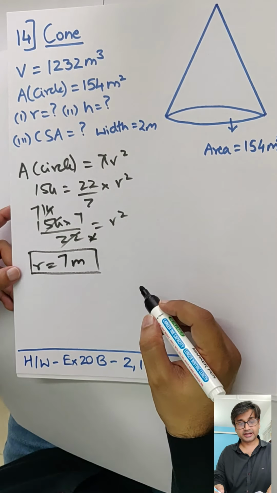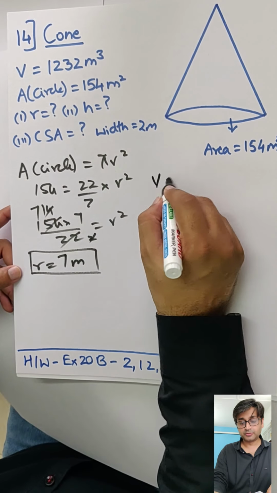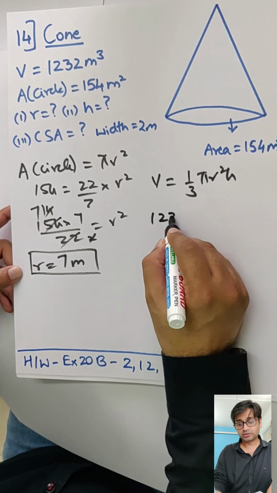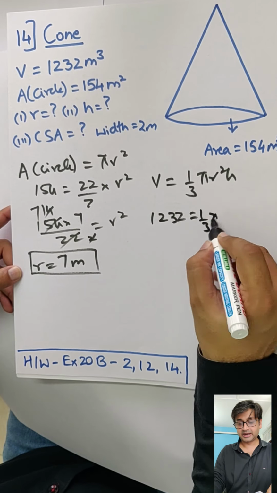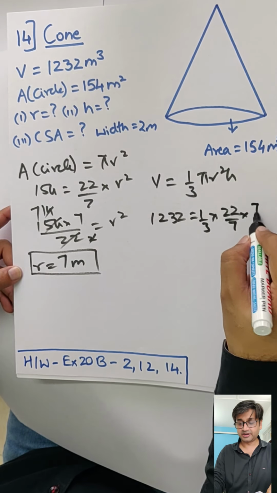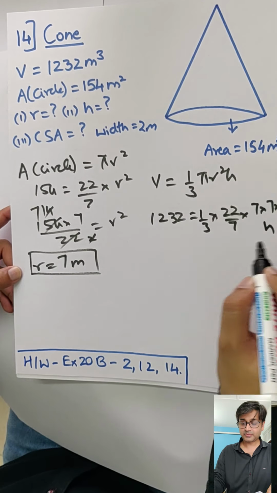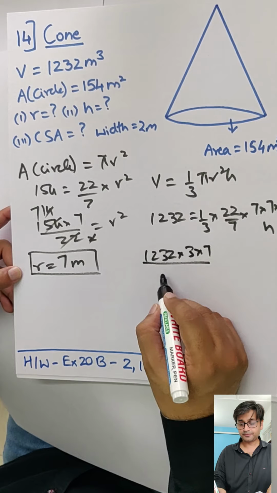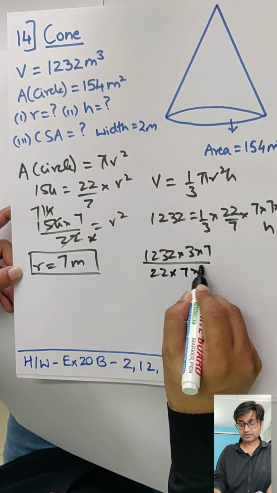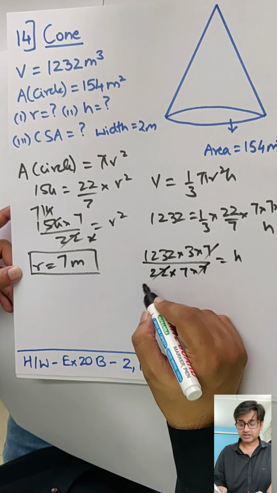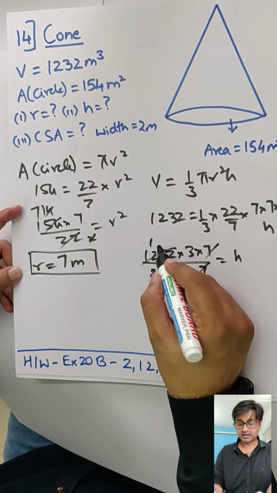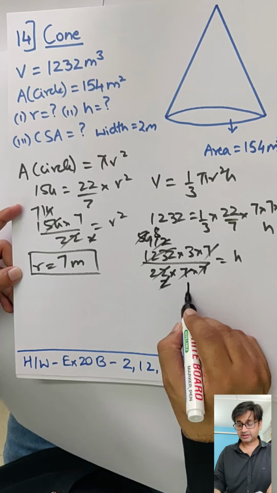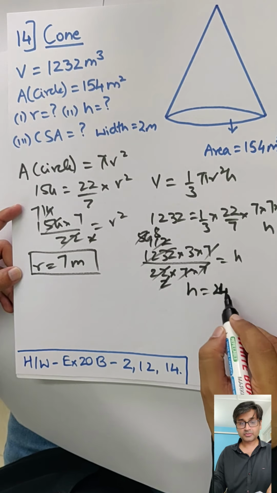Perfect. Let's get the height. For that you'll have to use the volume. So volume is 1/3 pi r square h. So 1 2 3 2, 1/3 pi, nothing given, so 22 by 7, radius 7 into 7 into height. So height stays there, 1 2 3 2, 3 into 7, 22 into 7 into 7 is equal to the height. So 7 goes, 11 2s are 22, and finally 8 3s are 24 meters.